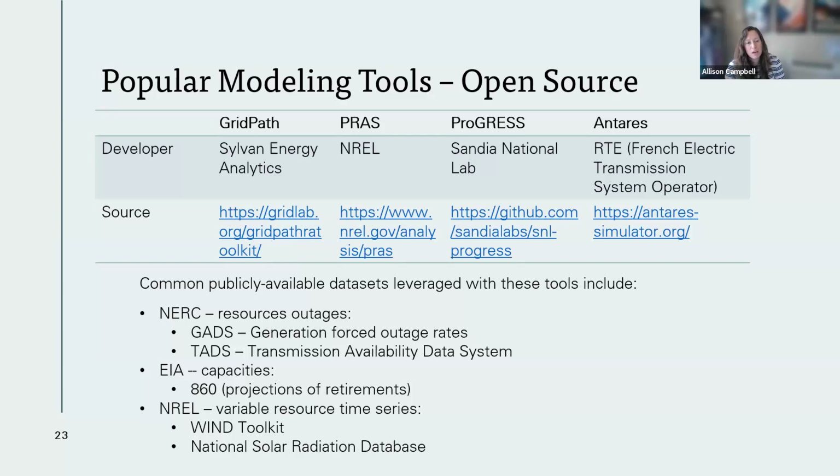You also want to have some understanding of projections of retirements and installed capacities over time. That can come from the EIA 860 datasets. And then for variable resource time series, we would direct you to the NREL Wind Toolkit and the National Solar Radiation Database. Next slide.